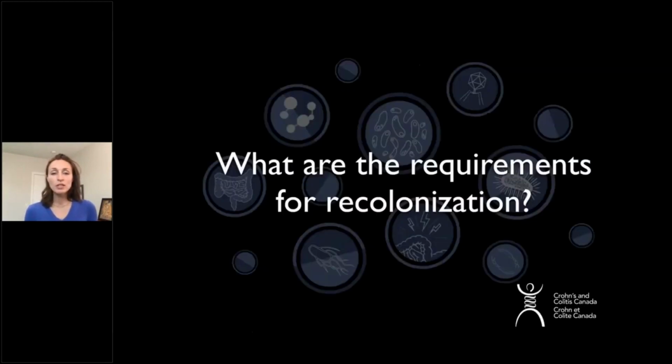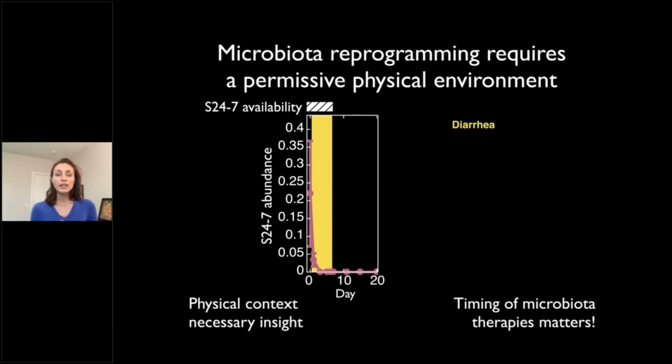But what we learned that was even more important is that there's specific requirements for this recolonization. Importantly, reprogramming the microbiota requires a physical environment that is permissive. So what we asked in these experiments now is, when did it matter that we reintroduce S24/7?